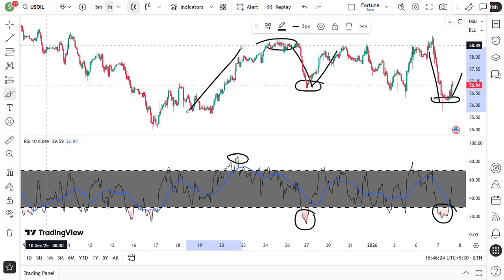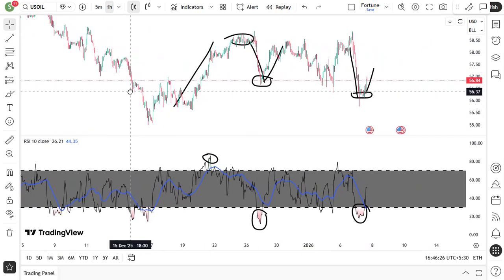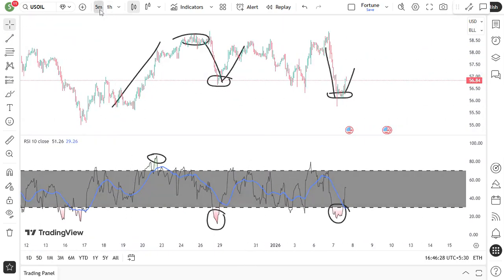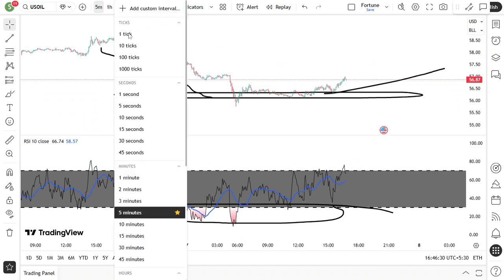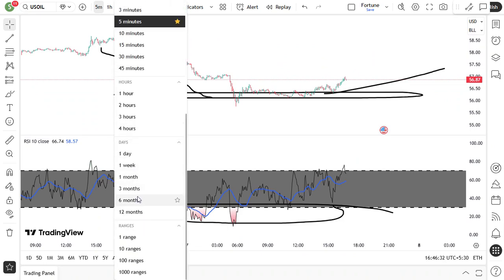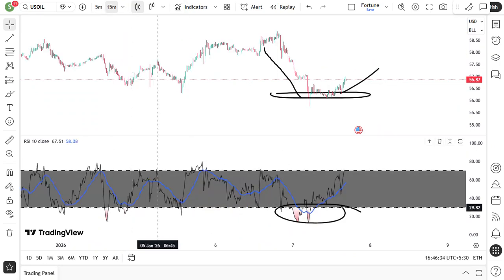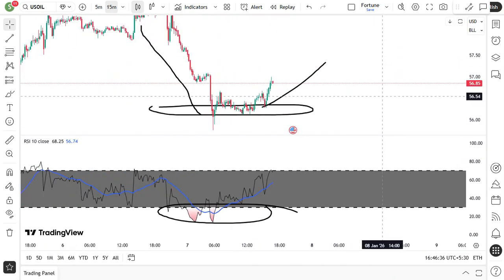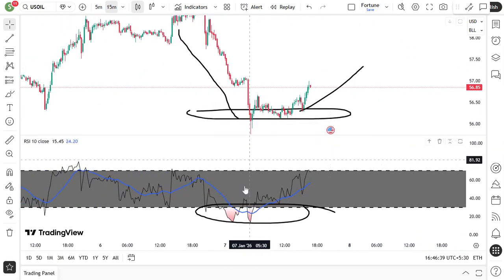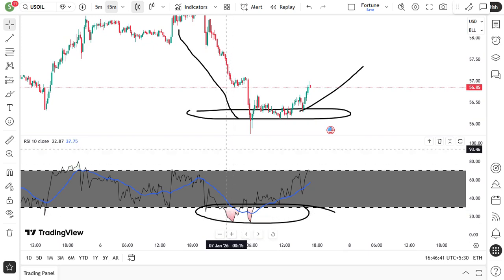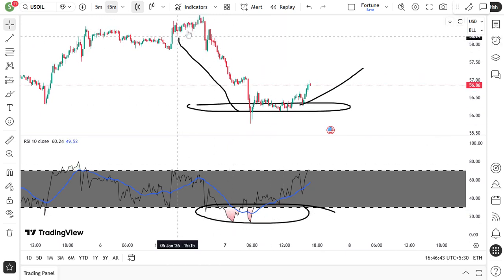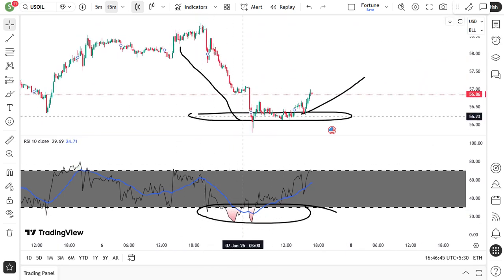If you want to apply it for scalping trading, then you can also use a minimum chart of 15 minutes. Let me show you the 15 minutes chart, and you can apply the same for intraday as well. See, today it's the 7th of January. US oil yesterday we have given a buy.